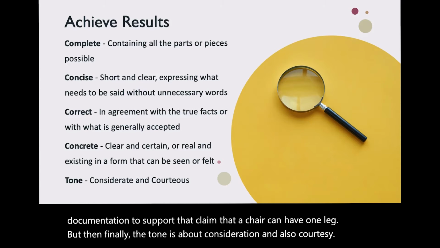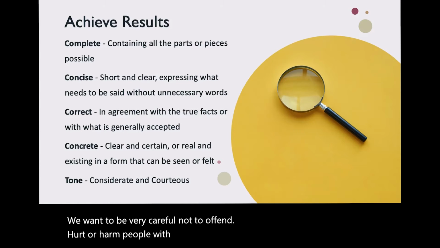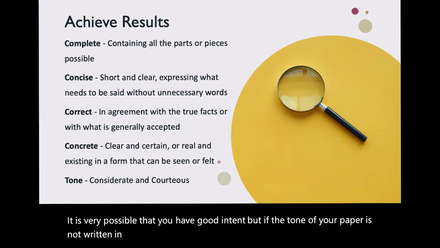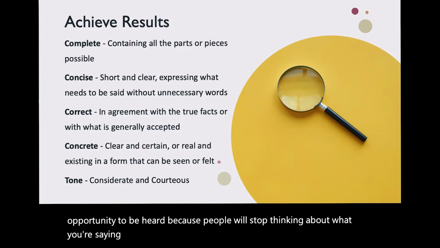We want to be very careful not to offend, hurt, or harm people with our writing. It is very possible that you have good intent, but if the tone of your paper is not written in a way that represents academic integrity, then you lose the opportunity to be heard because people will stop thinking about what you're saying and only think about the effect that you left on what you said.